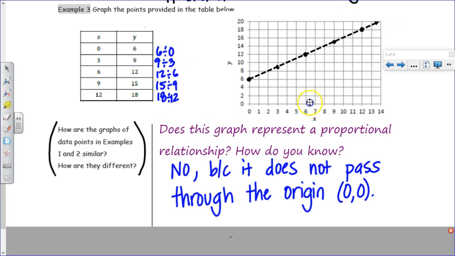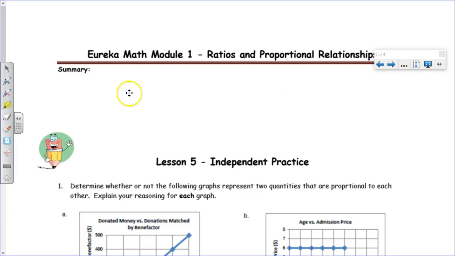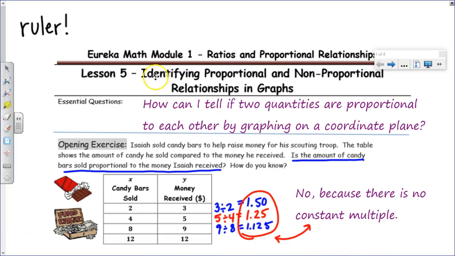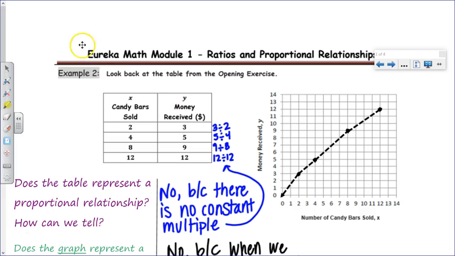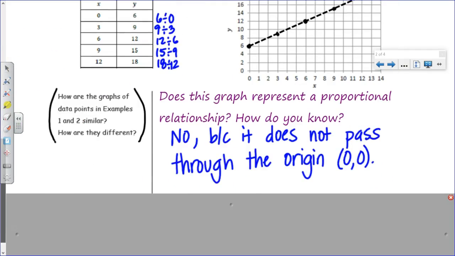And then when you look over on your graph, it doesn't go through this 0, 0 right here, so it is not proportional. Okay, make sure that when you come to our next class that you're going to be doing the summary as your warm-up. So the summary is going to answer our essential question of how can I tell if two quantities are proportional to each other by graphing on a coordinate plane. Okay, and that is a wrap for lesson 5.